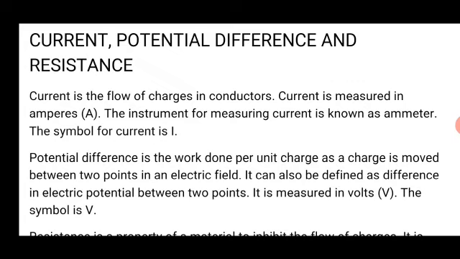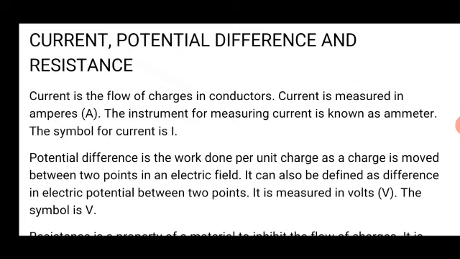Potential difference is the work done per unit charge as a charge is moved between 2 points in an electric field. In an electric field, we said that there is movement of charges. So when the charge is moved from one point to another, work is done. As you know, work is done when a force moves something from one place to another. And you know that work is the product of force and the distance moved in the direction of the force.